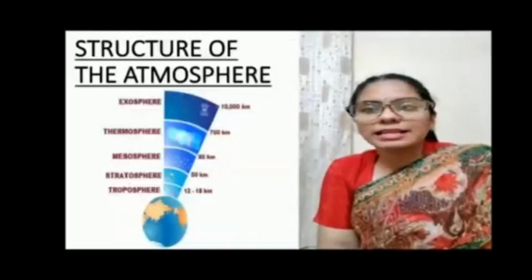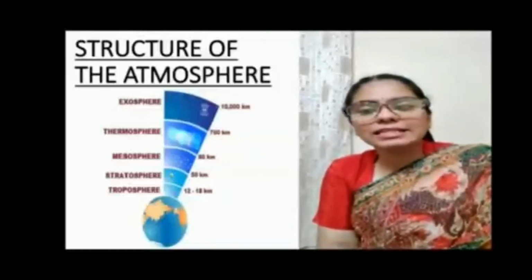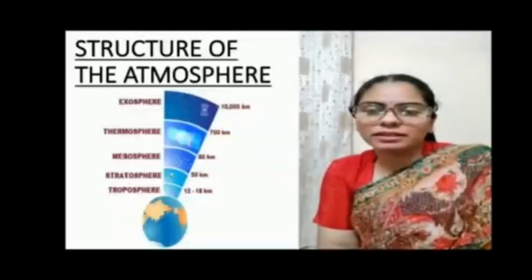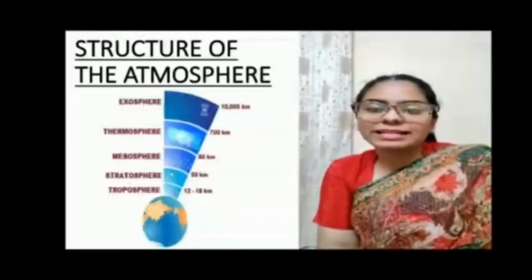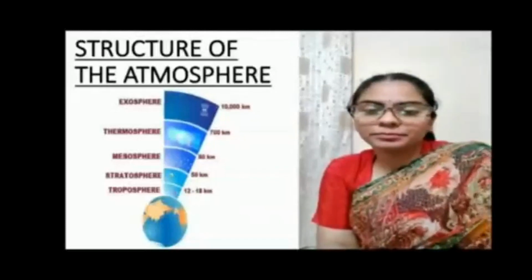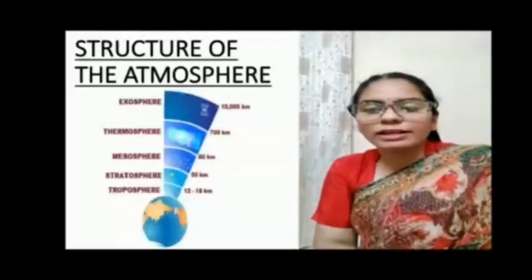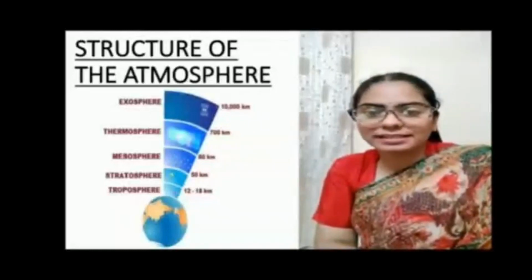Now student, let's look at the mesosphere. This is the third layer of the atmosphere. It lies above the stratosphere. It extends up to the height of 80 kilometers. Meteorites burn up in this layer on entering from the space.